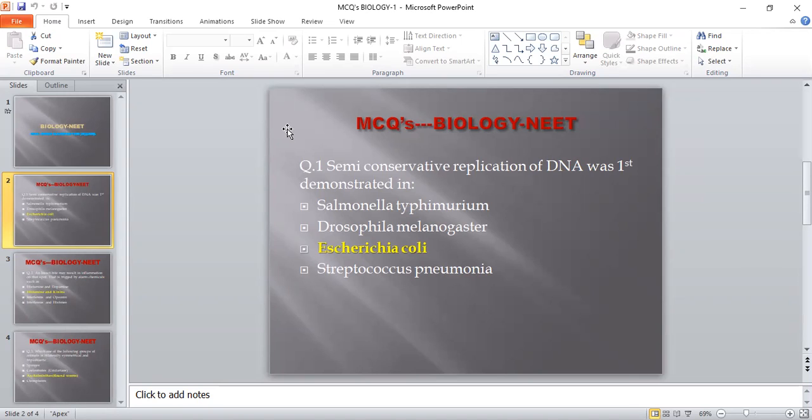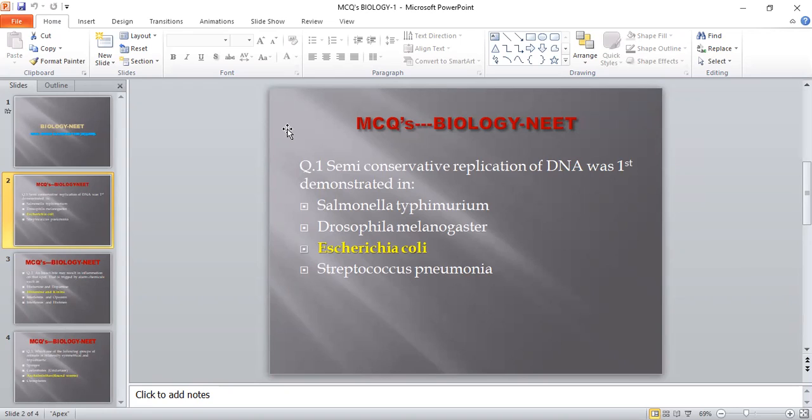During DNA replication, a double-stranded DNA molecule separates and each strand is used as a template for the synthesis of a new strand. This results in the formation of two identical copies of the original double-stranded molecule. This is called as semi-conservative replication. Now, let us see which option is correct according to this question. The correct answer is option C, Escherichia coli.